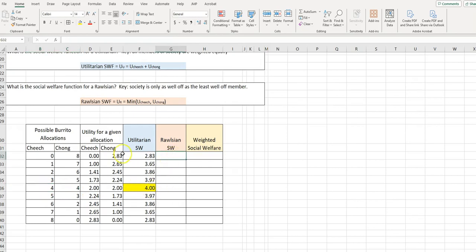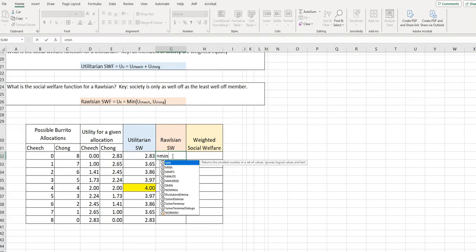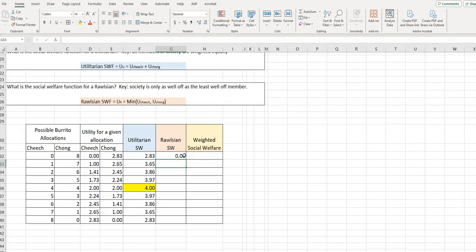Now, a Rawlsian is going to look at the smallest of these 2 utility values in columns D and E, and that's going to be the measure of the social welfare function. So we're going to do a min function, which Excel makes it very easy to identify the smallest number in a group. So I'm going to type equals min, then parentheses, and I'm going to grab these 2 cells, and then Excel is going to pick out which one of these two values is smaller. Probably don't need it for this particular example, but if we had lots of values, this formula is pretty useful. So once again, we can drag it down.